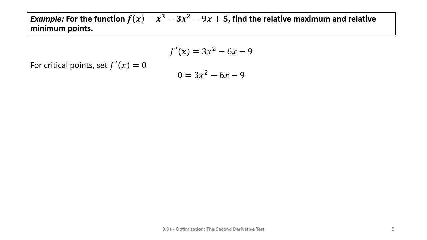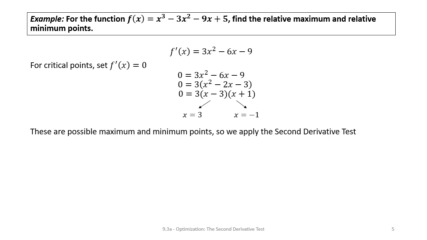We see that there's a common factor of 3. So we can factor that out of the whole function, which reads 0 is equal to 3, and in brackets, x squared minus 2x minus 3. This can easily be factored into x minus 3 and x plus 1. So we have that a potential critical point is x equals 3, and the other critical point is x equals negative 1. As these are possible maximum and minimum points, we apply the second derivative test.